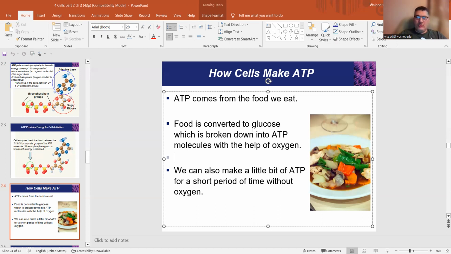In the cells, we're going to break down glucose in multiple stages and get energy out of it. Most of the energy that we can get is using oxygen. Not all of it, but I will explain the details. But anyway, so far, glucose enters the cells, we break it down, we get the energy out of it, and store it in the form of ATP.